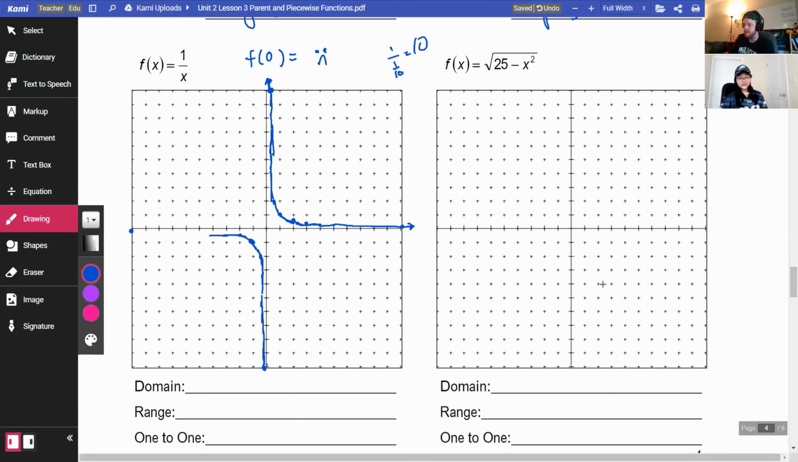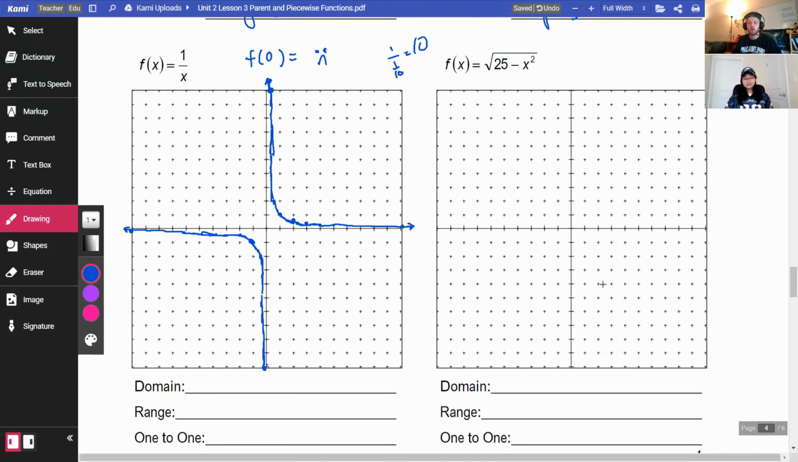Fun fact: I just mentioned hyperbolas. This is a hyperbola with vertical and horizontal asymptotes. This is a hyperbola that has been rotated. Its axis of symmetry has been rotated 45 degrees. We're not going to get into that, but that's kind of cool.